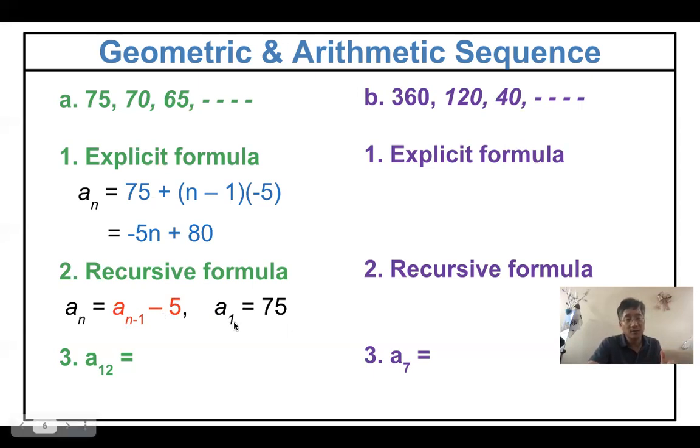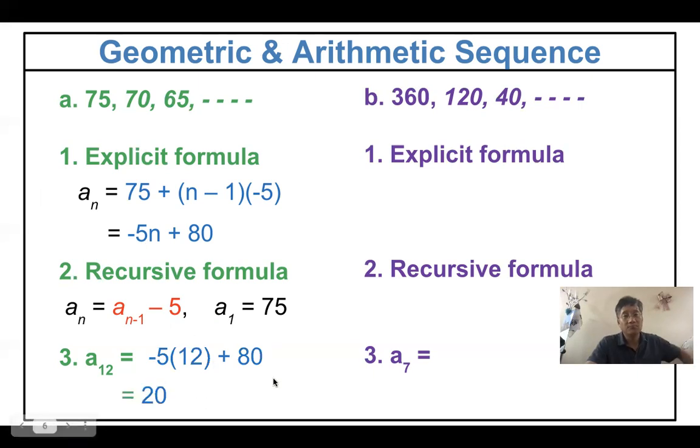If you know a1, you can use the recursive formula to get 70 for the next one and 65, keep going like this. But you don't want to do that up to 12 times, right? You had better use the explicit formula. In this case, for the 12th term, negative 5 times 12 plus 80 will be 20.